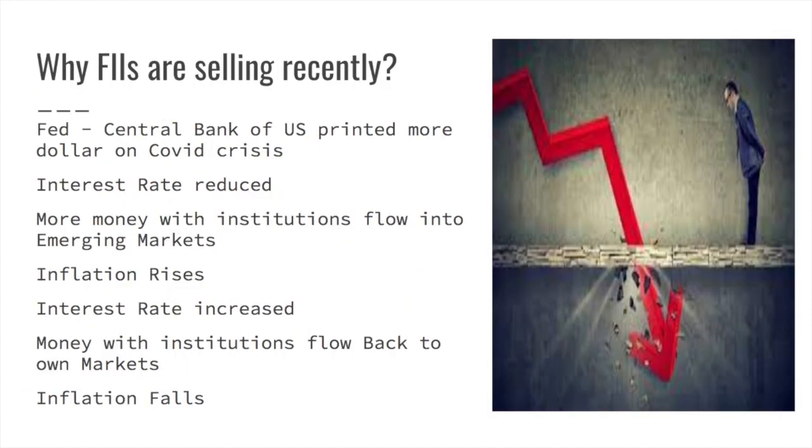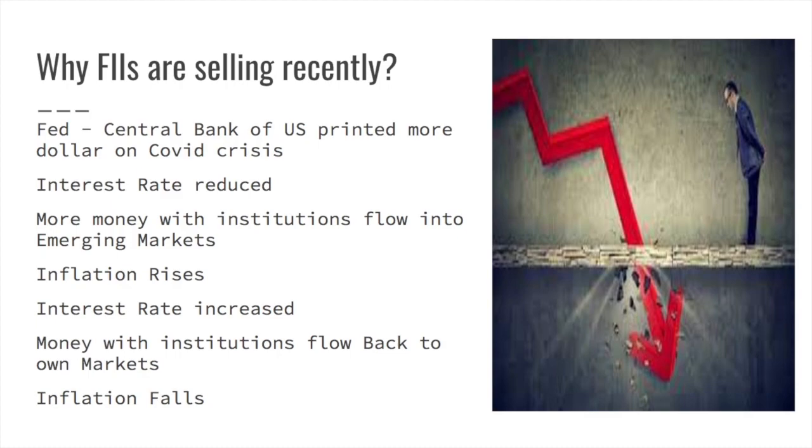Now, why do we talk about all this, right? Right now, we know that foreign institutions are selling every single day, right? 2,000 crores, 3,000 crores, 6,000 crores. They have been selling since April 2021 till date, almost a year. At least 3, 4, 5 lakh crores of money has flown out of the market, and it continues every single day. So why is that? Where did all this money come in from?